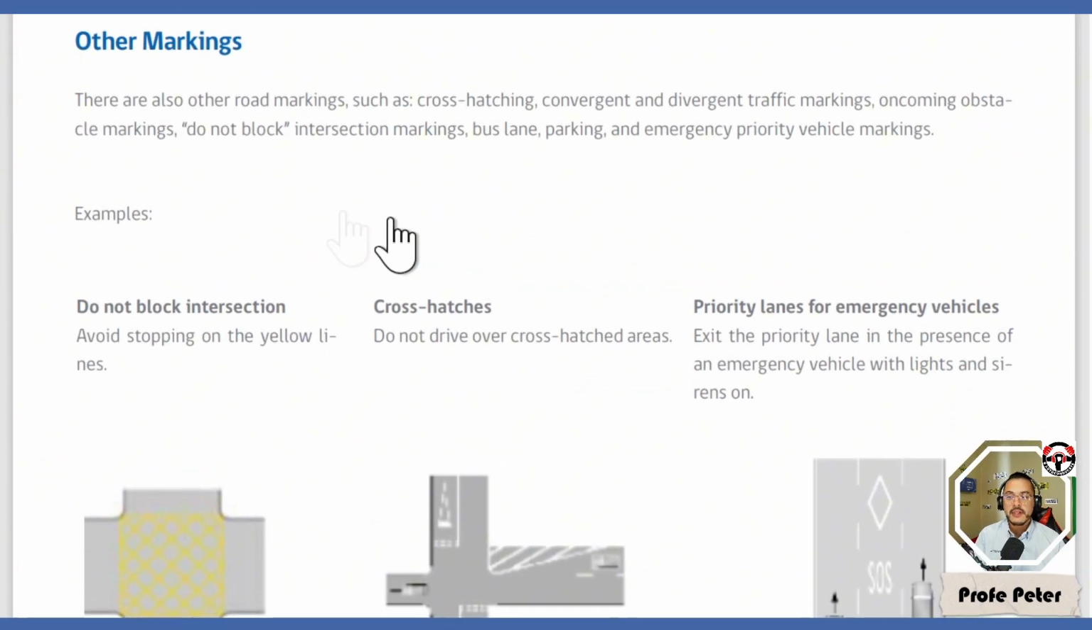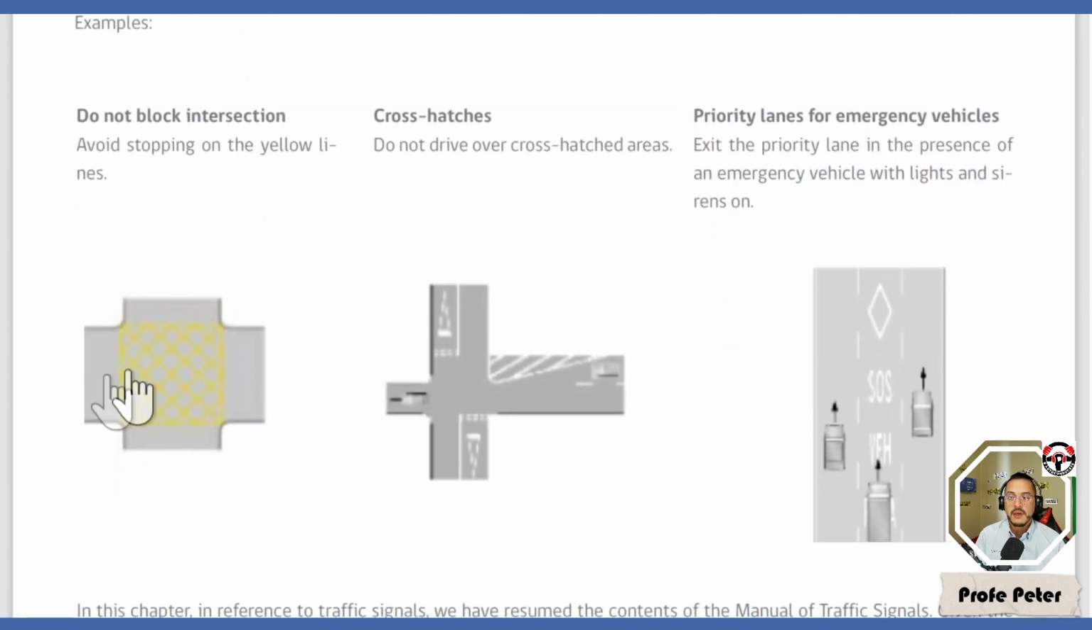Some other markings, for example, there are also other road markings such as cross-hatching, convergent and divergent traffic markings, oncoming obstacle markings, do not block intersection markings, bus lanes, parking and emergency priority vehicles markings like these ones over here. Do not block intersection, which is to avoid stopping on the yellow lines. Cross hatches that divide circulation ways.